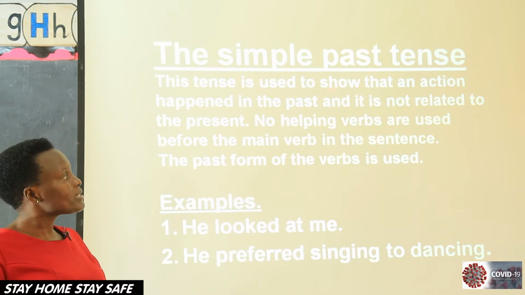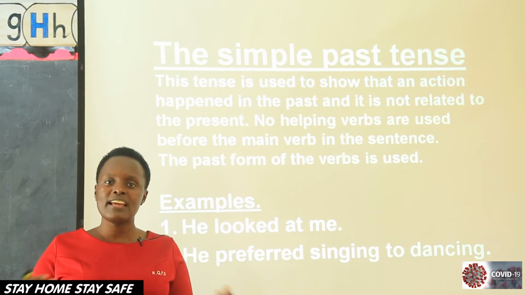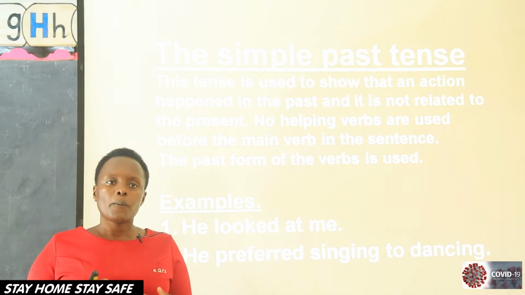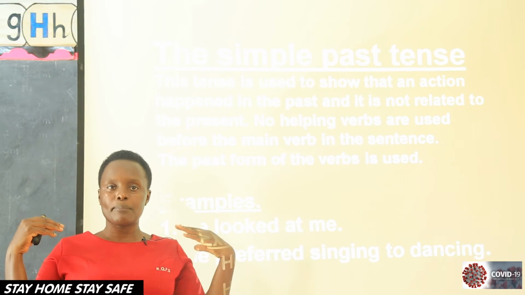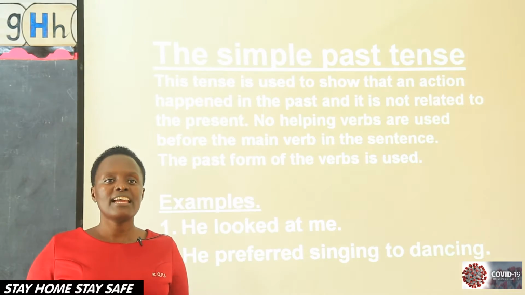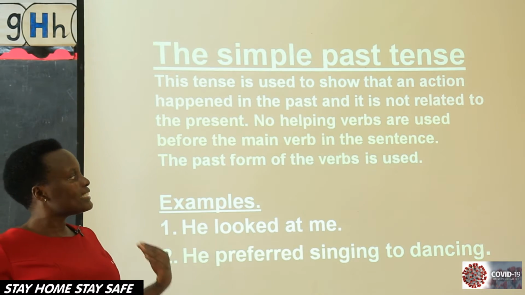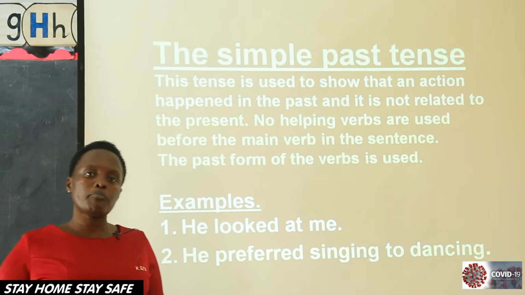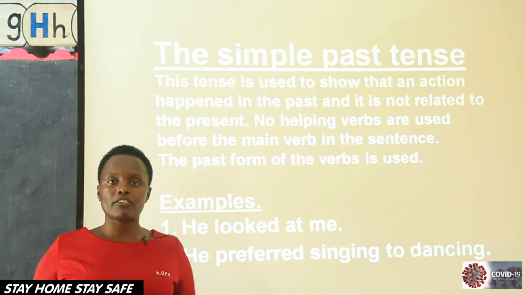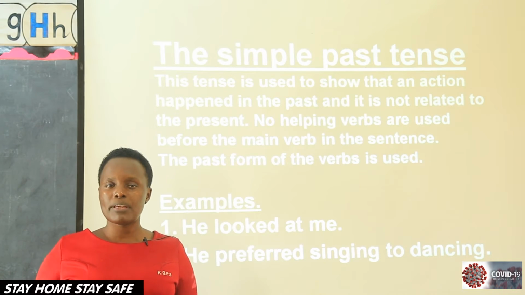So the simple past tense is used to talk about actions which have already happened. The actions which took place in the past, they have already happened. And those actions happened in the past and they are not related to what is happening now. With the simple past tense, we don't use any helping verb. When you are forming the sentence in simple past tense, we don't use any helping verb.